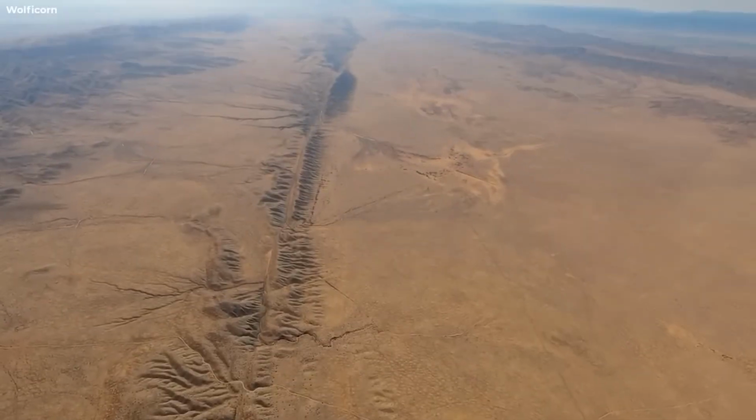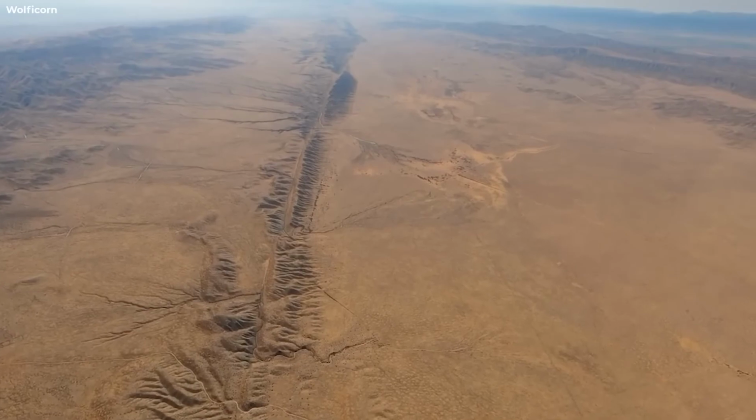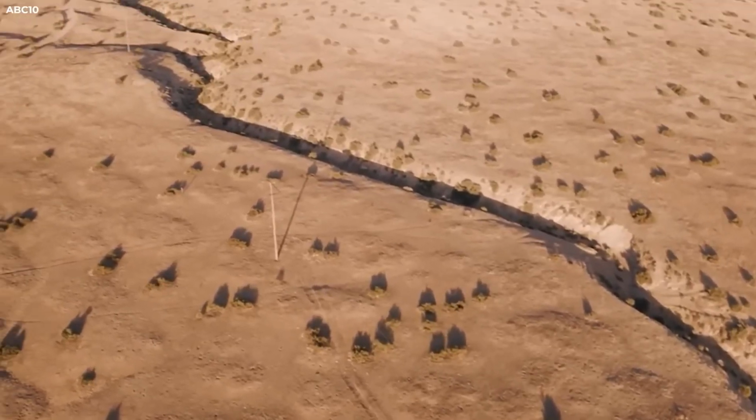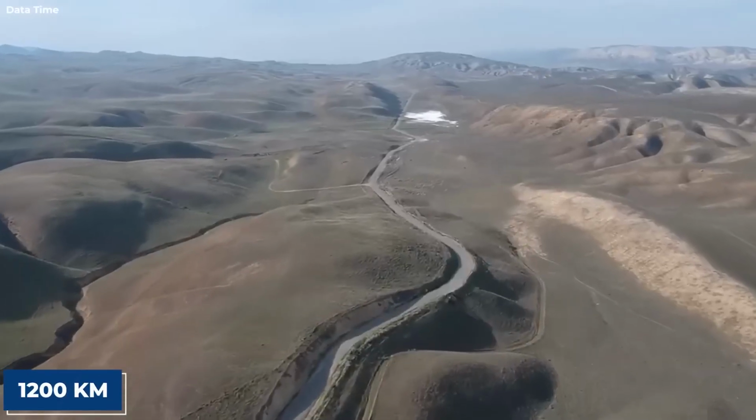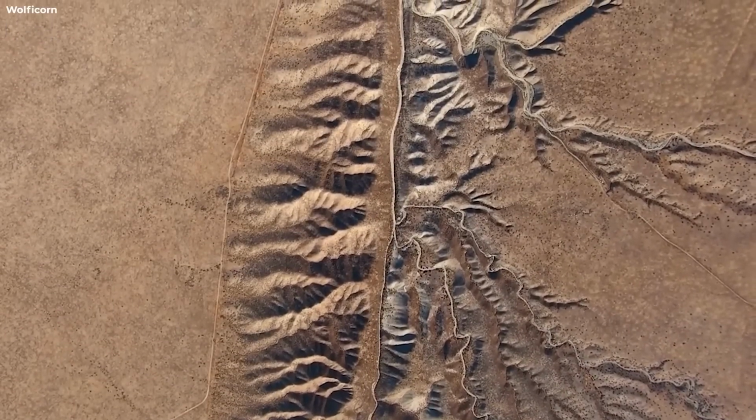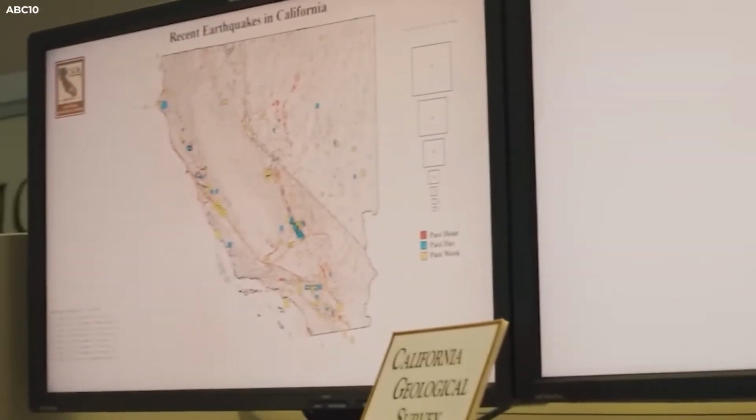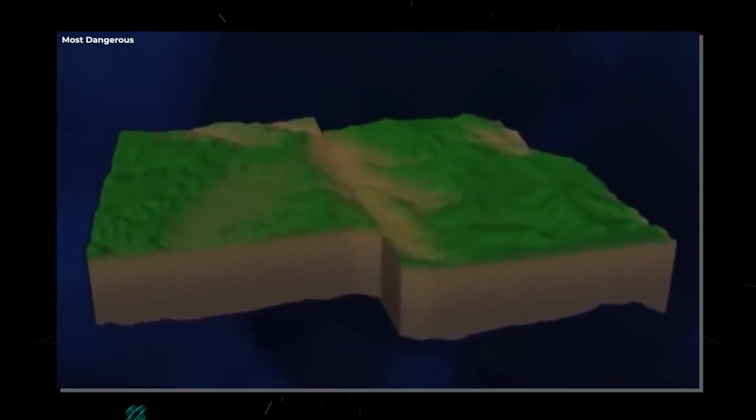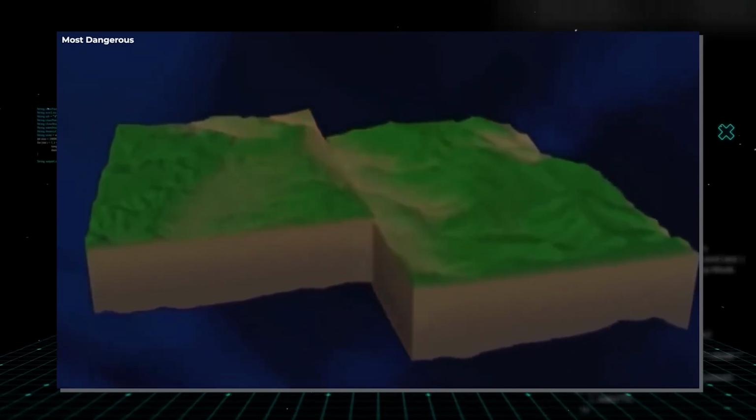The San Andreas Fault Line is what we call a continental transform fault extending through California. It's roughly 1,200 kilometers long. The fault forms the tectonic boundary between the Pacific and North American plates. Its motion is described by experts as a right lateral slip motion, which means that the two plates are slowly sliding past each other horizontally.